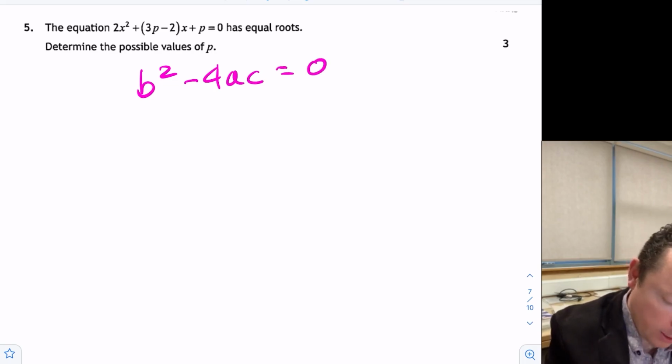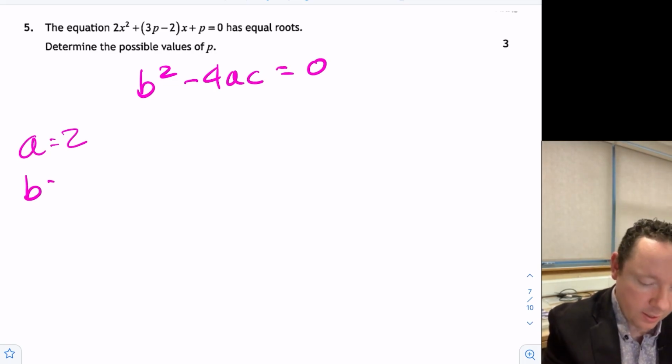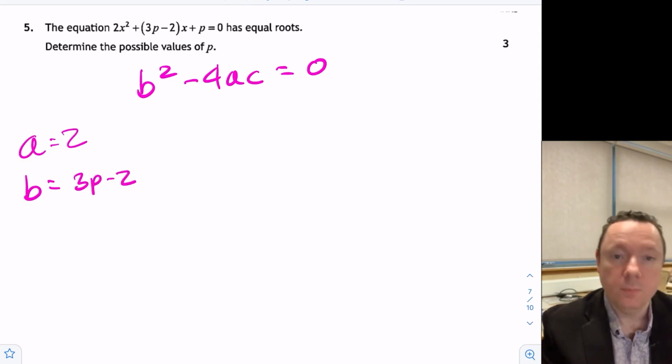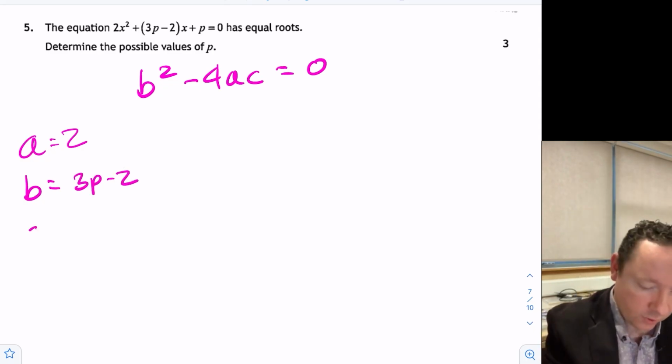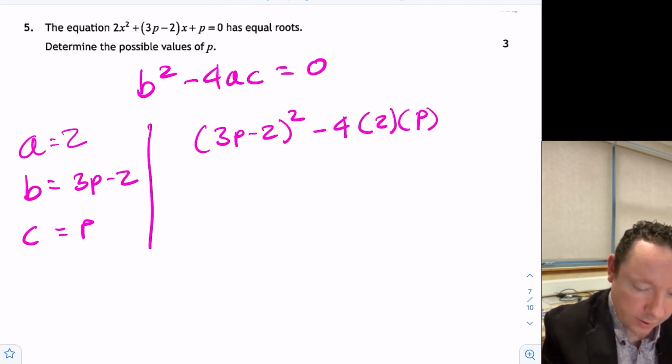So our a is just the number in front of x squared, which is 2. Our b is 3p minus 2, the number in front of x. And our c is whatever's left on the end, which is p. So we can do b squared minus 4ac: (3p minus 2) squared minus 4 times 2 times p equals 0.